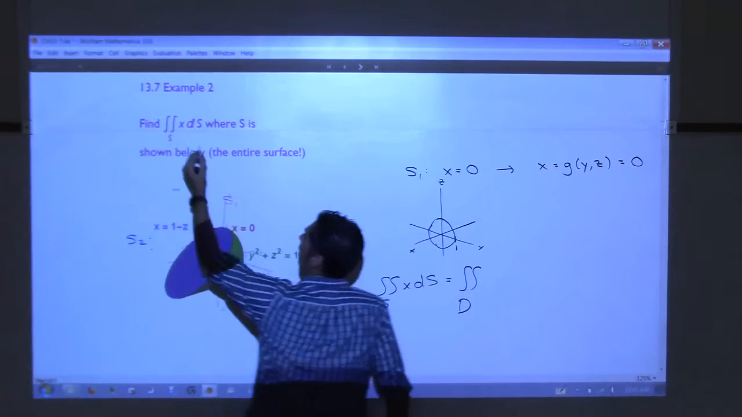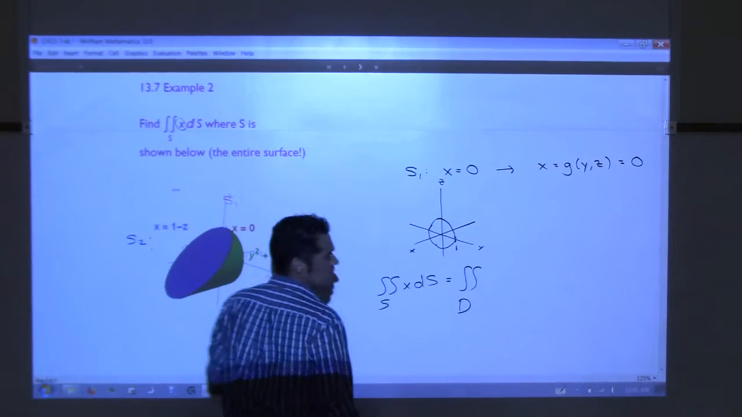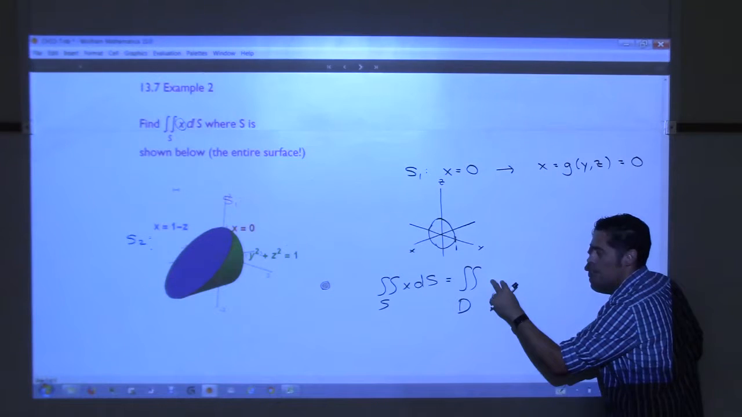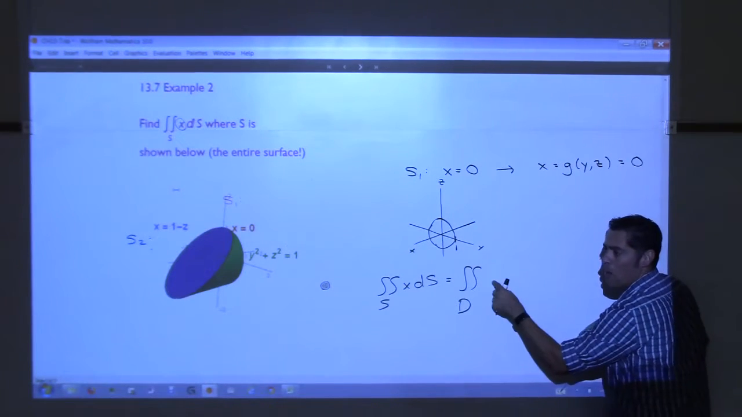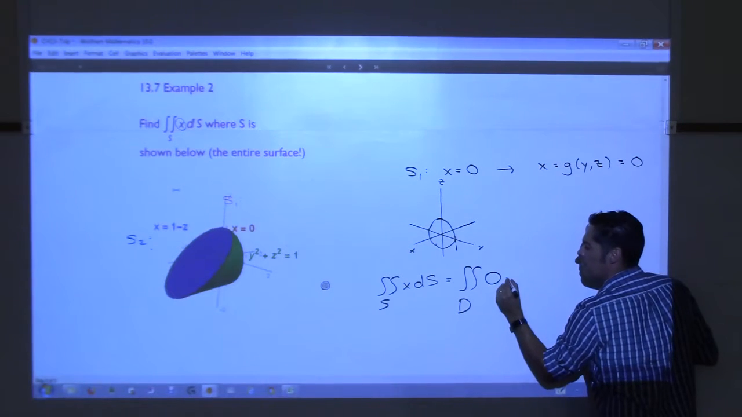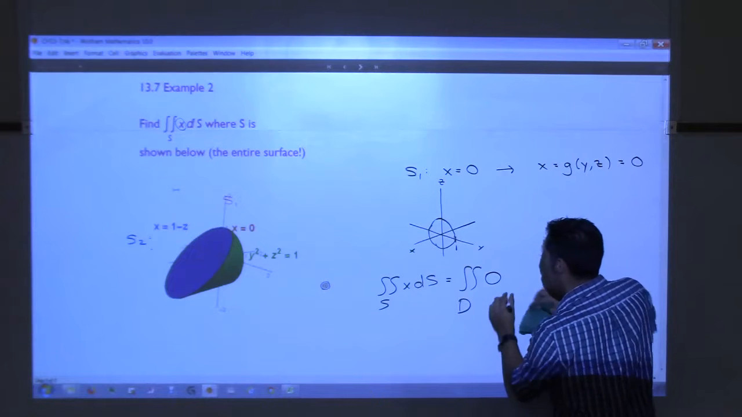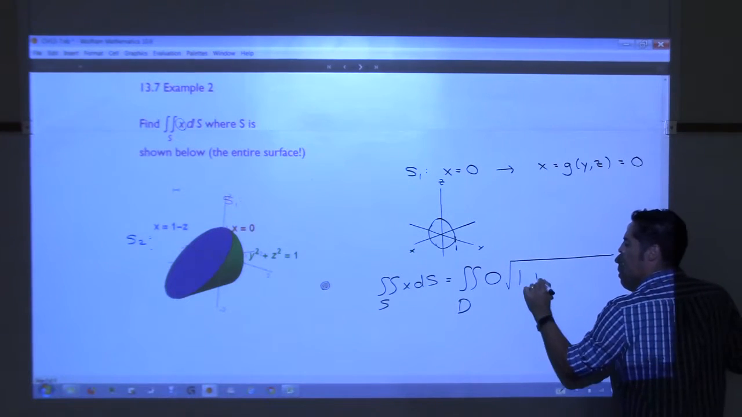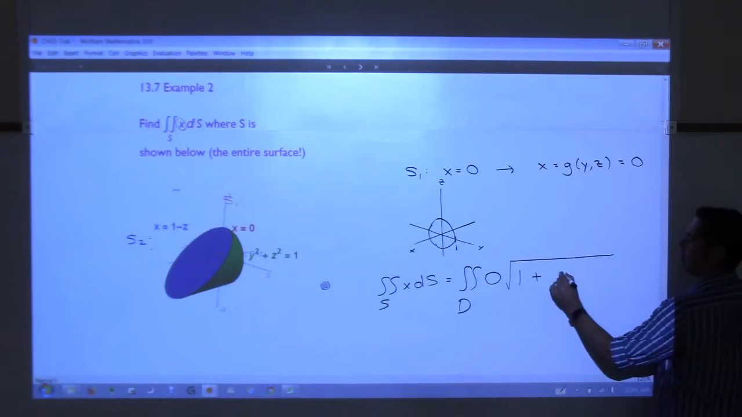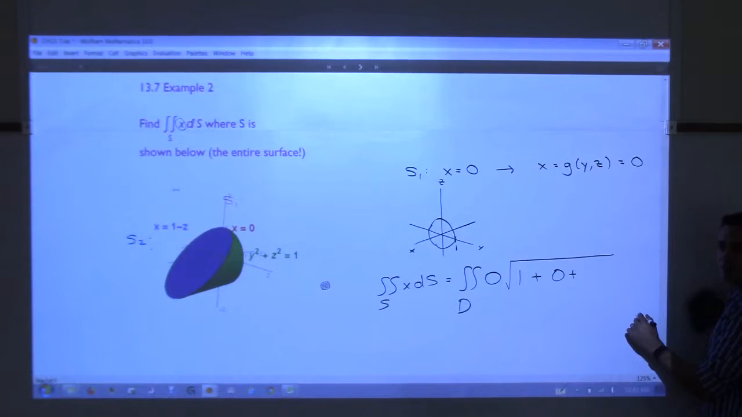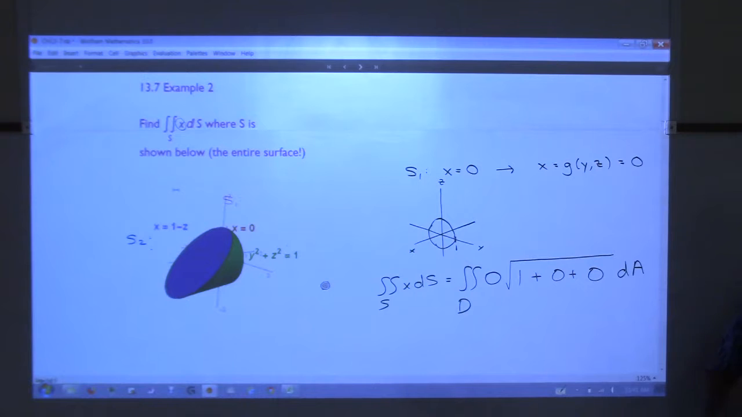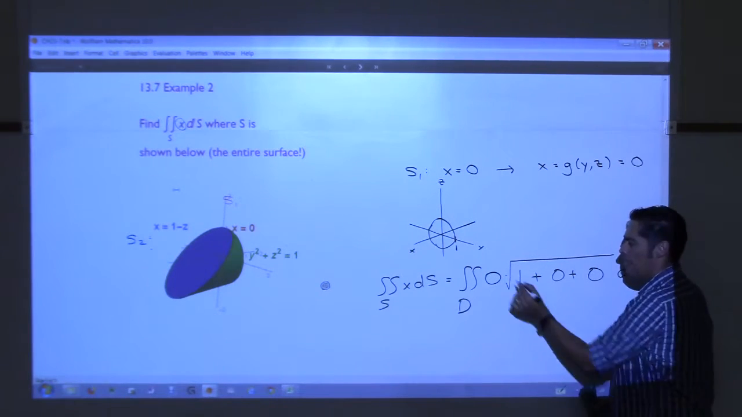X is what we're supposed to be evaluating, right? And that's going to go into that scalar function, isn't it? So I replace x with what here? 0, because x is 0, isn't it? So this is 0 times the square root of 1 plus the partial of g with respect to y squared plus the partial of g with respect to z squared, which is 0, dA. But none of this matters because this was 0, right?